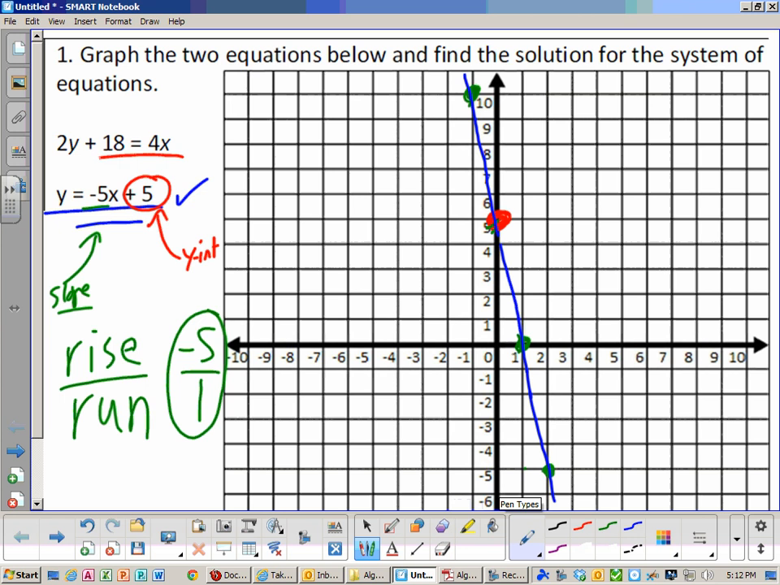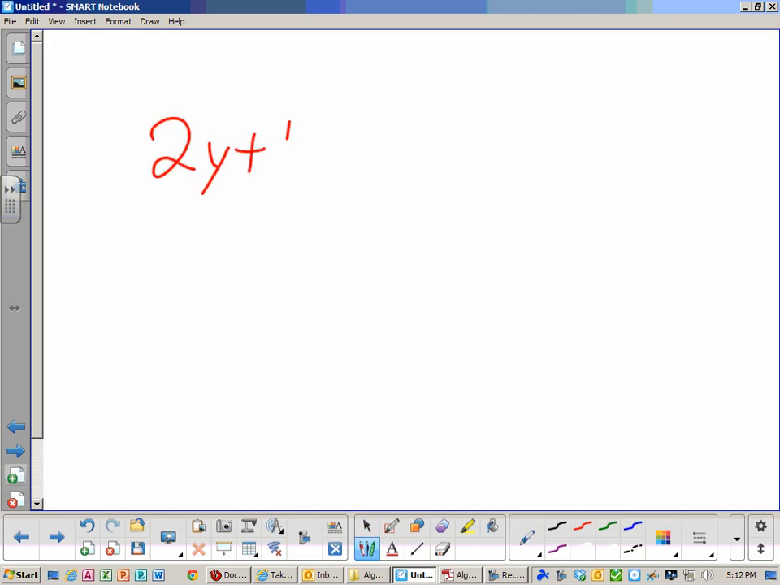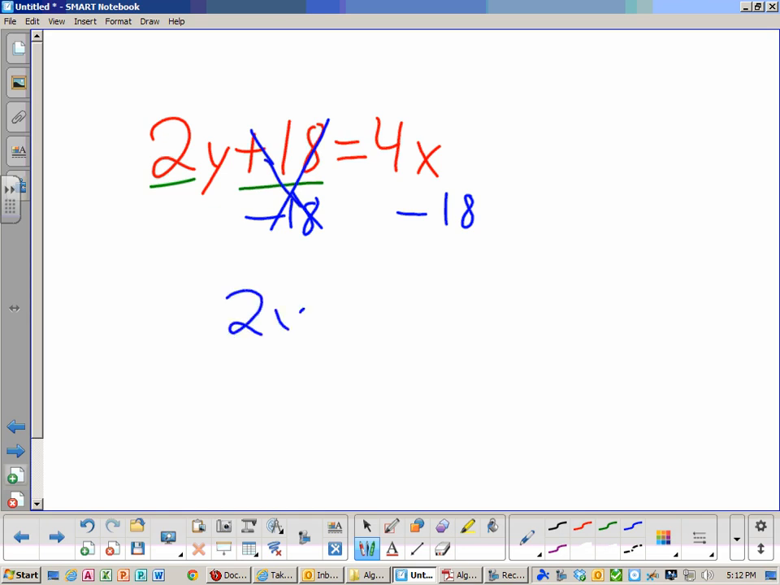Now please notice this one's not as easy to graph because it's not in your regular standard notation. 2y plus 18 equals 4x. You're going to have to get the y by itself. That way you could get your slope and y-intercept and start graphing it by hand since you do not have your calculator. So 2y plus 18 equals 4x. How do you get y by itself? Well, right now y has a 2 and a plus 18 next to it. So I'm going to say minus 18, minus 18. These will cancel, right? I'm left with 2y equals 4x minus 18.